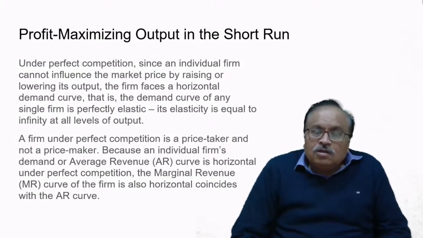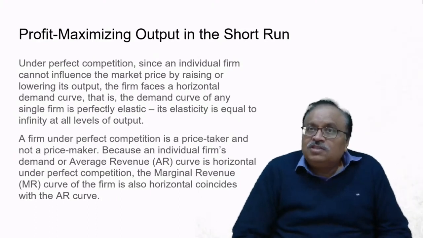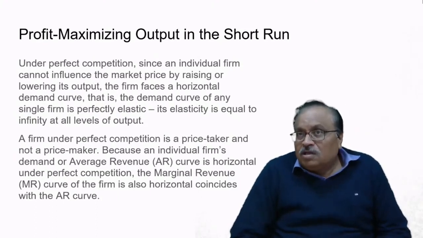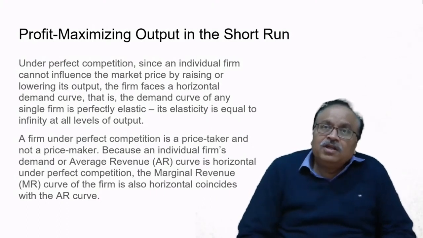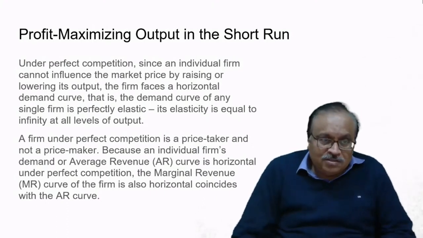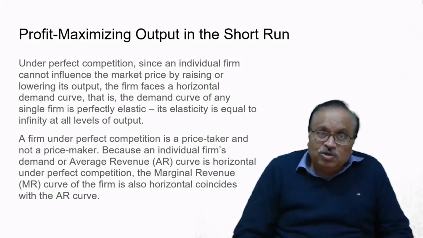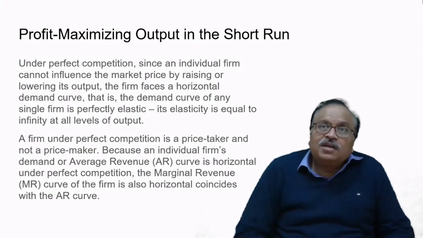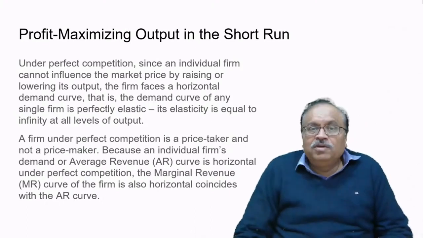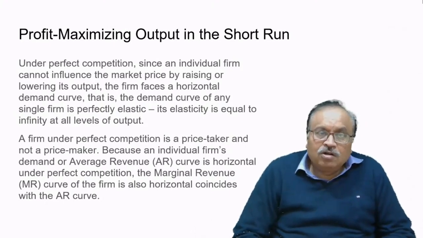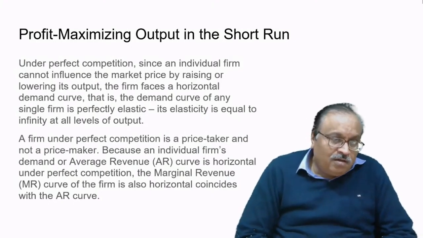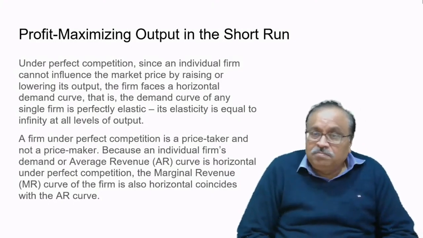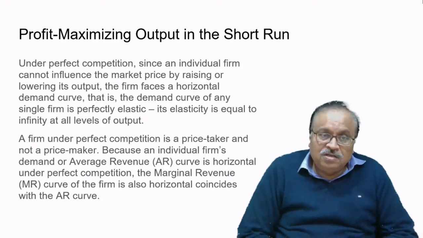So even if a firm reduces its output, it doesn't affect the price because there are a lot of competitors who will come in its place and sell their products. So in this situation, the firm faces a horizontal demand curve. The demand curve remains horizontal. That is, the demand curve of any single firm is perfectly elastic. A firm under perfect competition is a price taker and not a price maker.